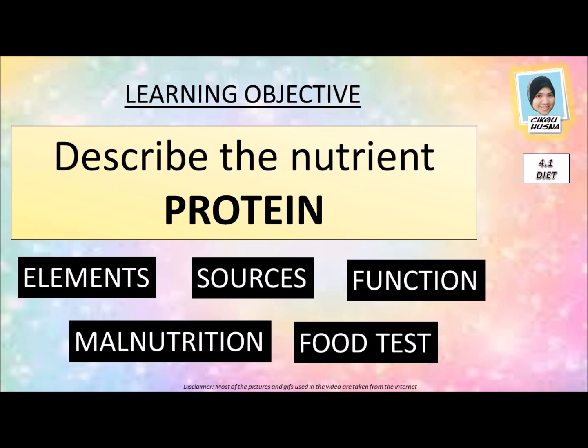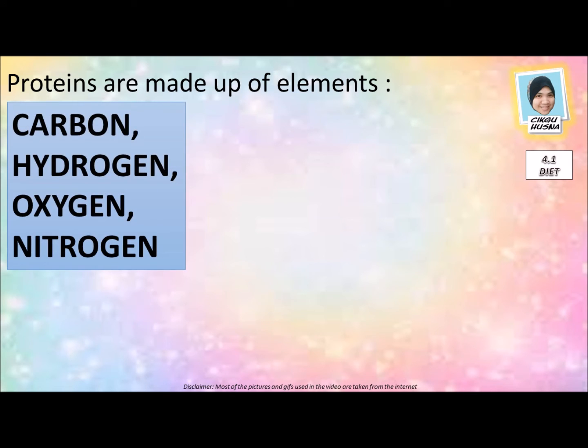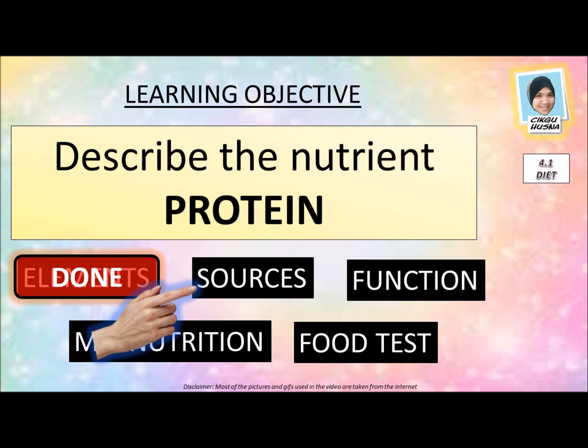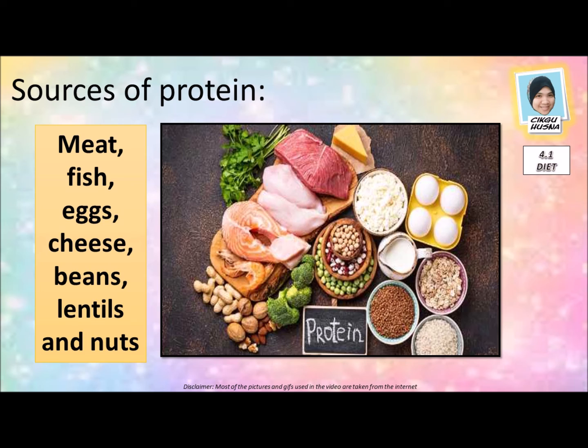Same like fats, we'll be describing more on protein. First of all, the elements. Proteins are made up of elements carbon, hydrogen, oxygen, and nitrogen. Proteins are made up of many amino acids. Sources of protein, we can find protein in meat, fish, eggs, cheese, beans, lentils, and nuts.